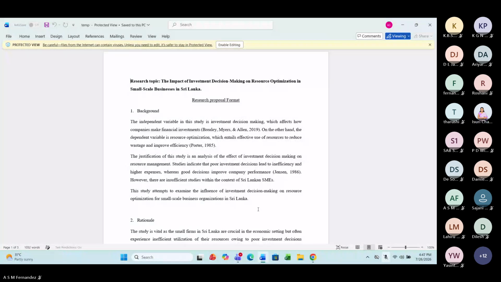ROE, ROA. Better to take three variables. From either ROA or ROE, you select one. Net profit margin. Yes, EPS is good. So then you select one, two, three.